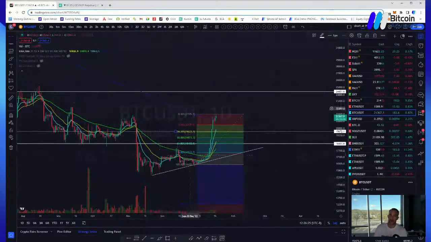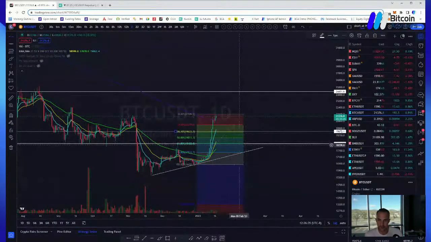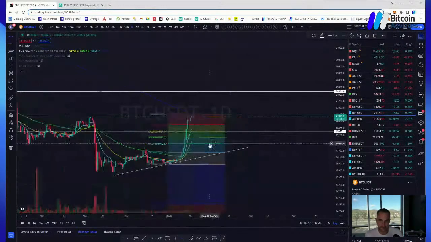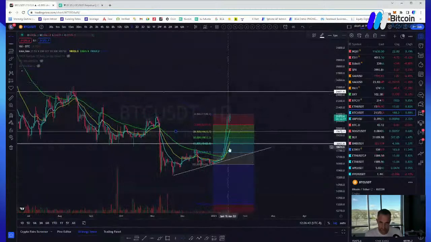Now, what I think is more likely here is that we get a little bit of a pullback and come back down and test 19.5 to even as low as 18.3. As long as we can hold this 18,400, then I'm going to expect something like this to happen.